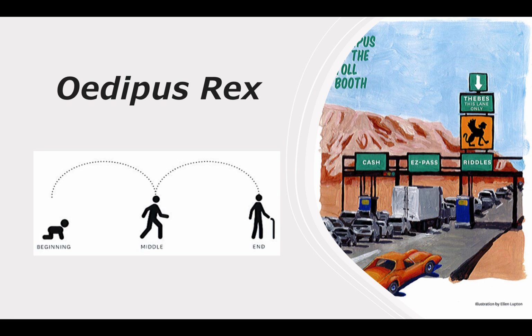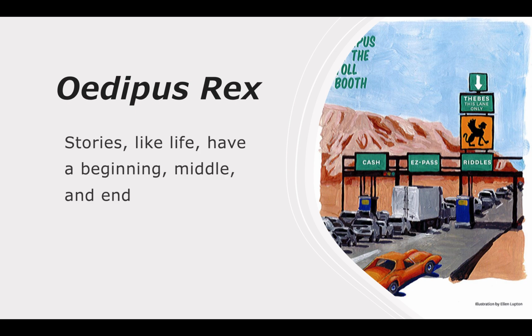And the Sphinx says, correct, you get to pass. You go through to Thebes, this lane only, riddles. You don't have to pay cash or E-ZPass. And that is very much how structures of our life and stories are the same. They have a beginning, a middle, and an end. And if you break all stories down to their absolute barest bones, they should have those 3 things.